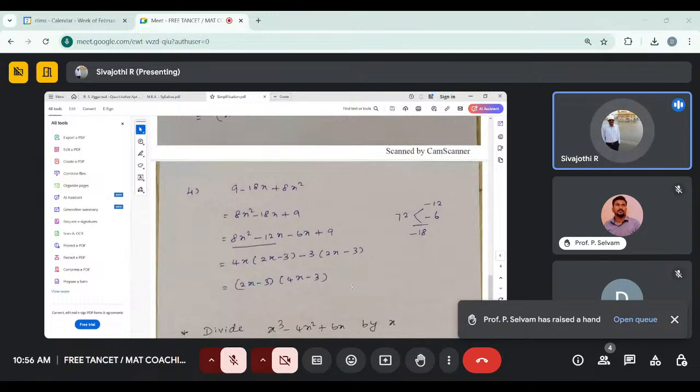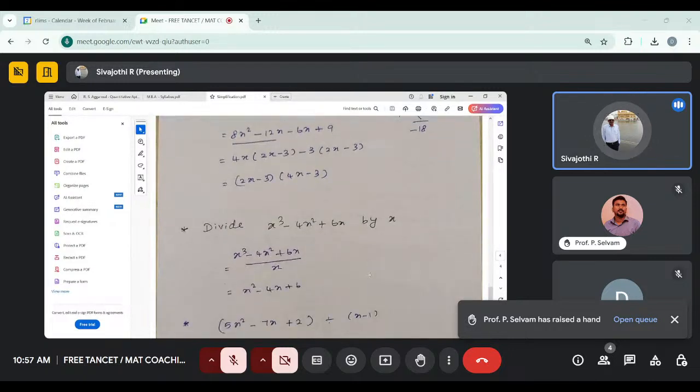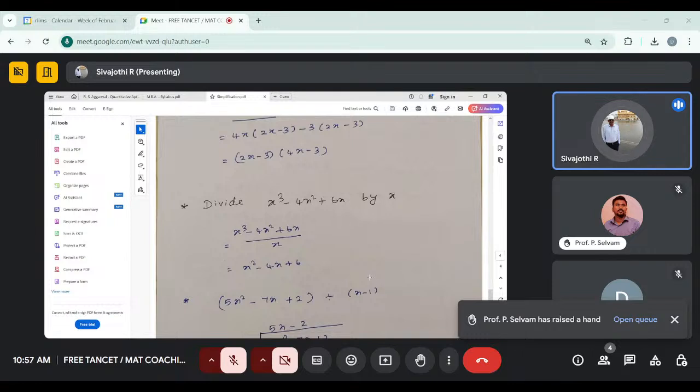So this is the polynomial we are solving. The factors are 2x minus 3 into 4x minus 3. The next problem is how to divide x cube minus 4x square plus 6x by x. We take the common term x, that is x cube minus 4x square plus 6x, and cancel. We get x square minus 4x plus 6.